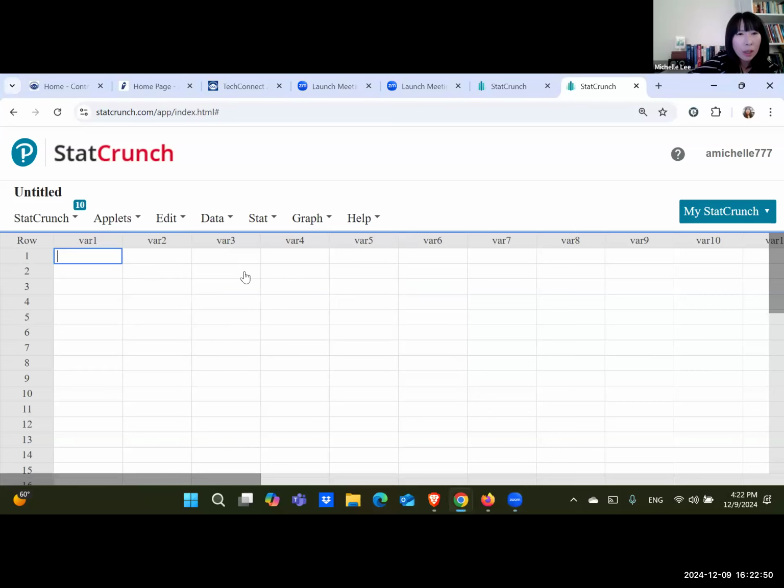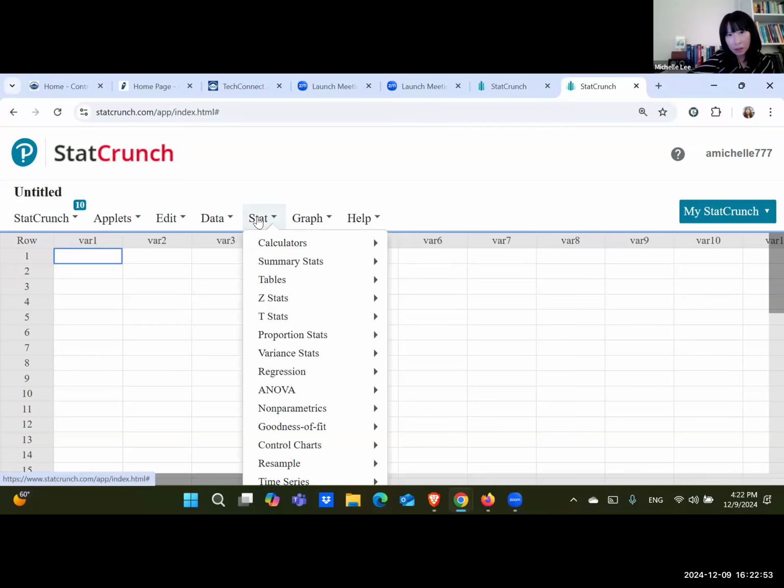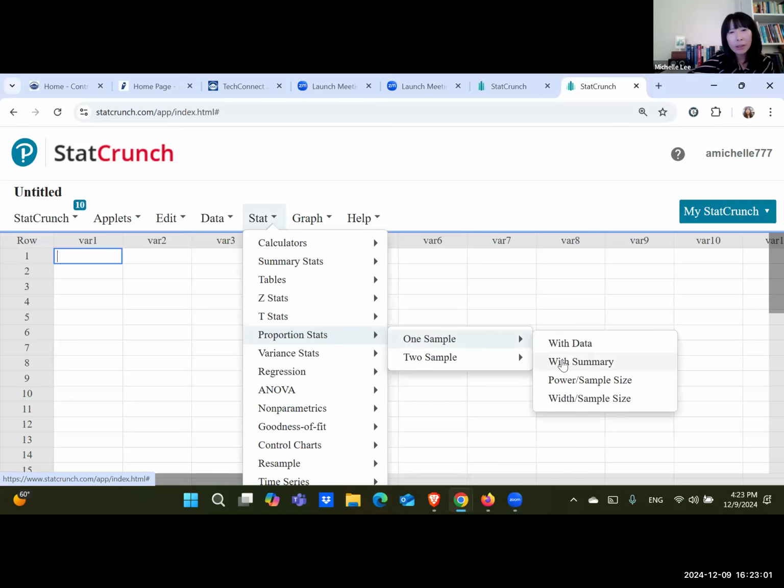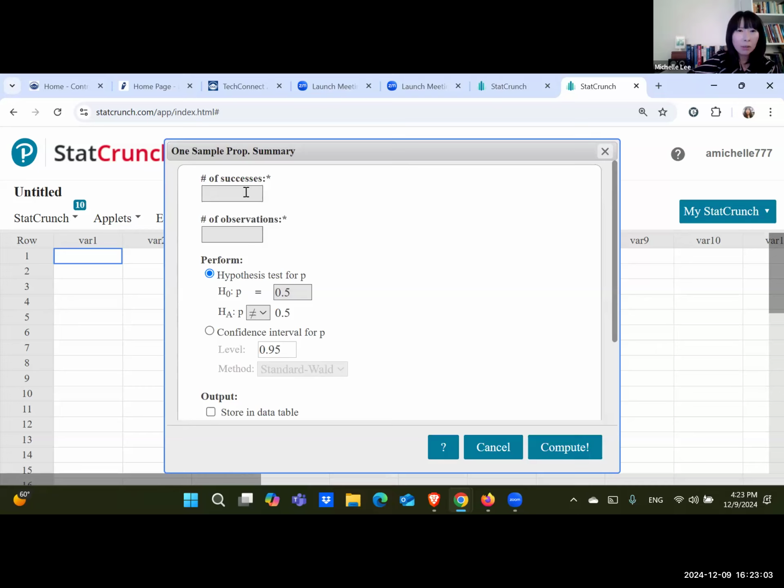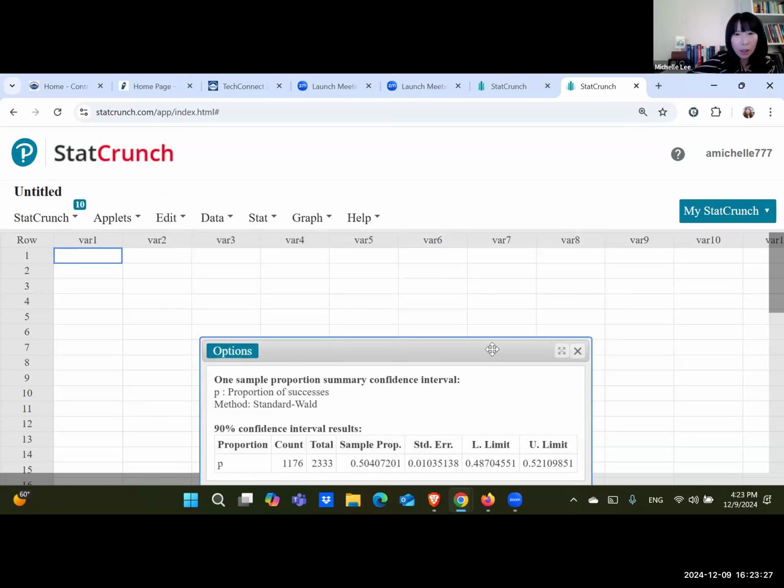So this is what we did earlier. Find the confidence interval and then subtract the p hat, right? So we are using proportion, one sample with summary. Click that. Number of successes will be 1176, and sample size will be 2333. Then confidence level is 90% for the first one, and you try the second and third one. And then we compute. That's it.